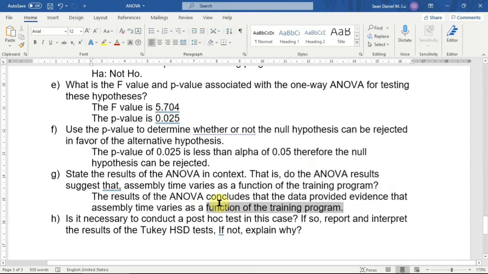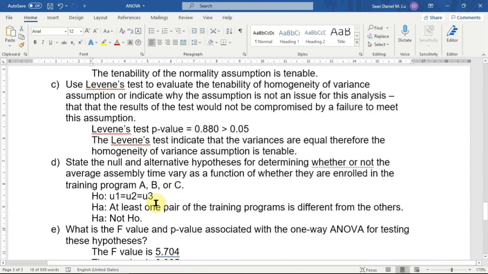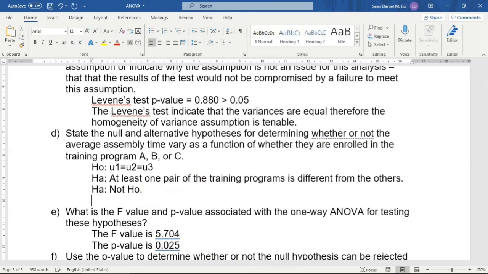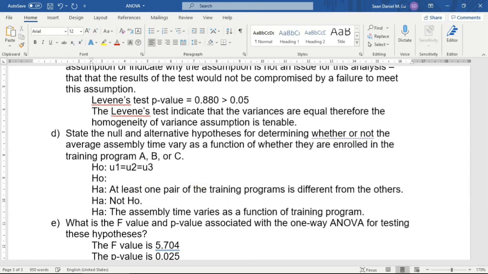Now this is the alternate hypothesis. So another alternate hypothesis could be the assembly time varies as a function of the training program. And another null hypothesis could be the assembly time does not vary as a function of a training program.